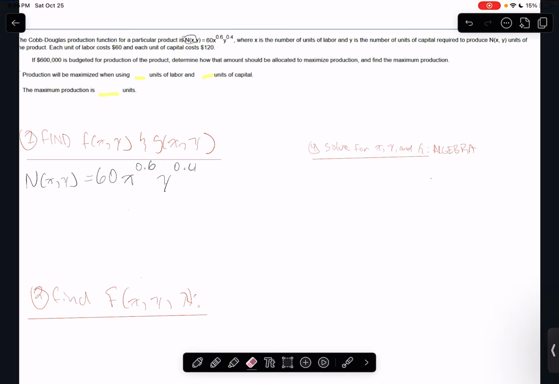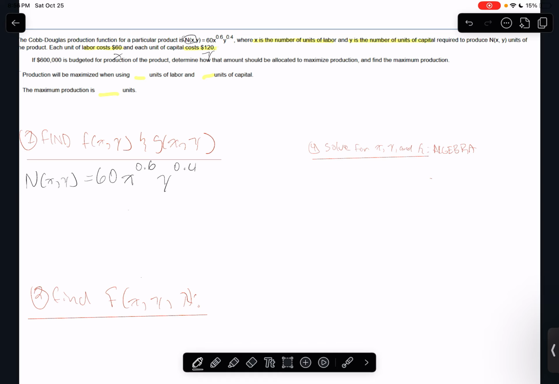You know that we have a unit labor cost, right? And we have units of capital. All right, so which one is which? X is going to be the number of units of labor, and Y is going to be the number of units of capital. So we have the labor, which is X. It equates to $60. And we have capital costs, which is $120, and that equates to the value of Y.